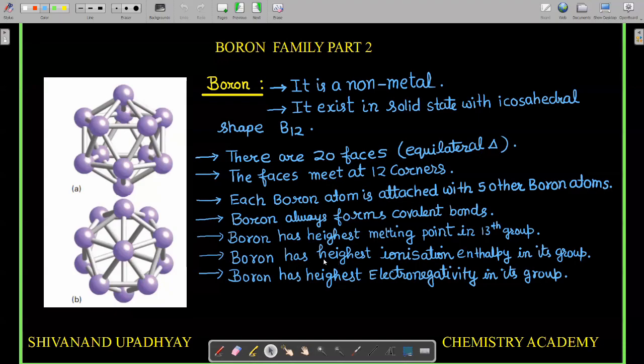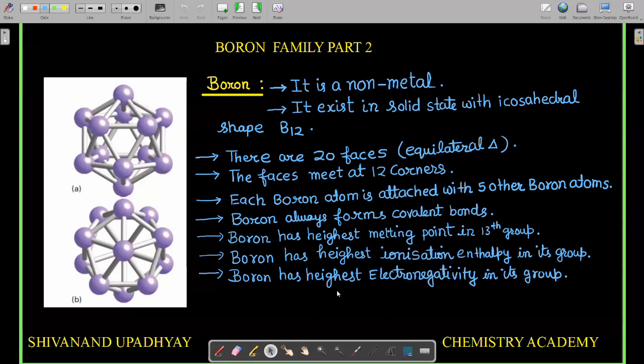In order to remember the order of ionization enthalpy, if we make a W where each corner represents one atom of that group, and if we pull the right hand side group by a small quantity downwards, then we get that boron has the highest and thallium is second, and we can find out the exact order. So yes, boron has the highest ionization enthalpy in its group because of its small size. Boron has the highest electronegativity in its group. So this is about boron.